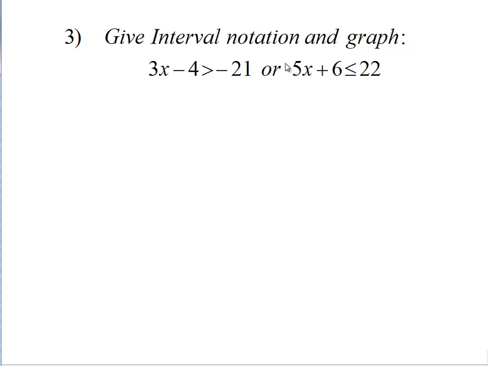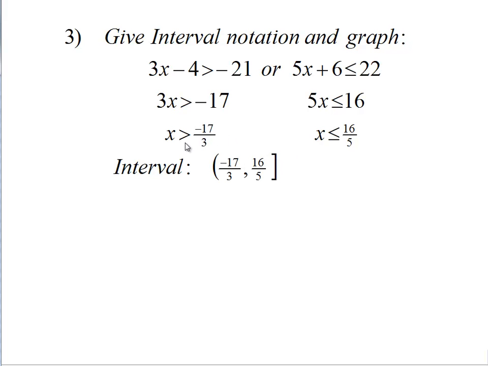Interval notation and graphing, we have two inequalities. I'm going to move the 4 over, so I get 3x is greater than negative 17. Divide by 3, you get negative 17 over 3. Then I do this one. Subtract 6 gives you 16. Divide by 5, and it gives you 16 over 5. So x is bigger than negative 17 over 3. I'm less than 16 over 5.